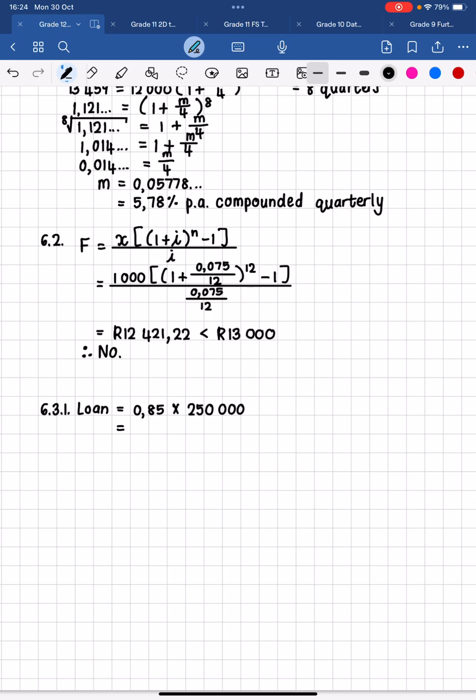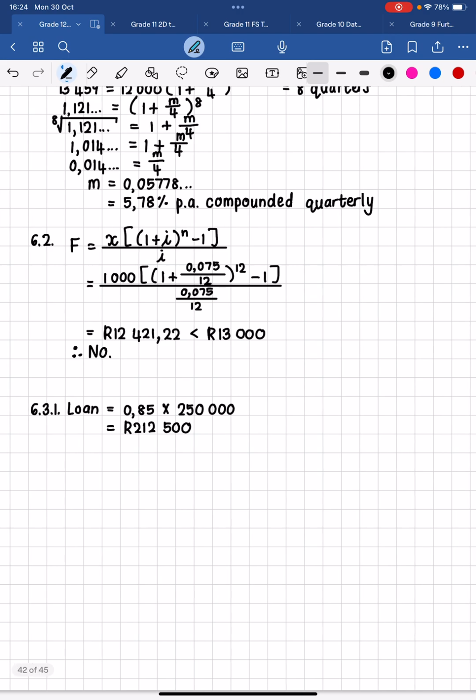You don't even really have to write this working step down. You can actually just calculate it. It's a 1 mark question, so that means you are just getting a mark for the answer, which is 212,500 Rand. Right? If they had asked for the deposit, you would do the other calculation.